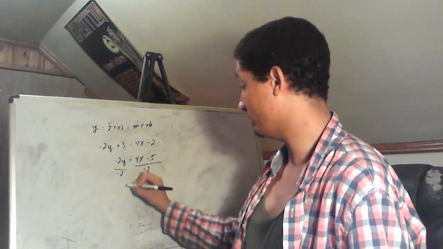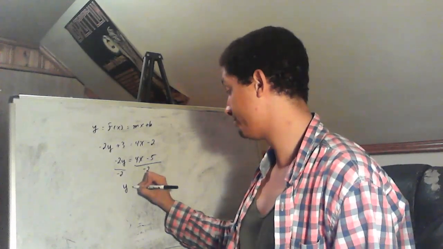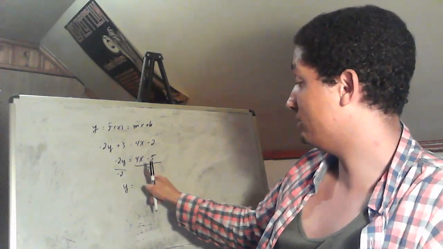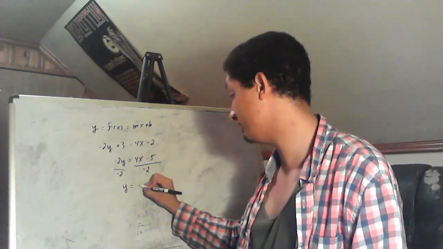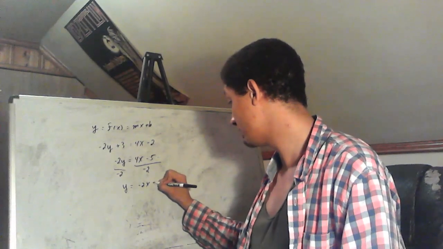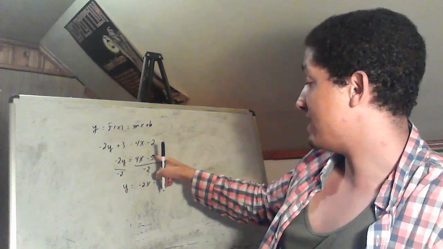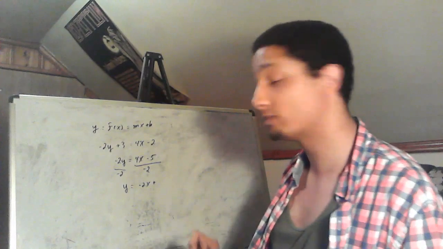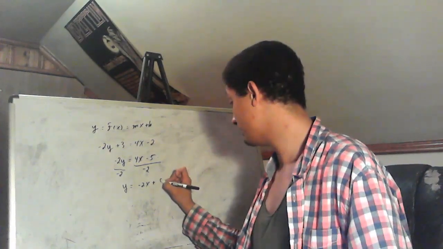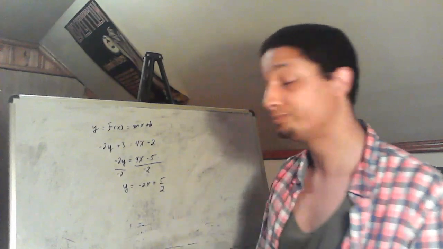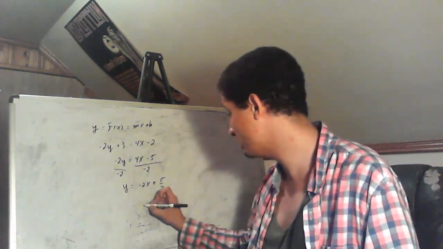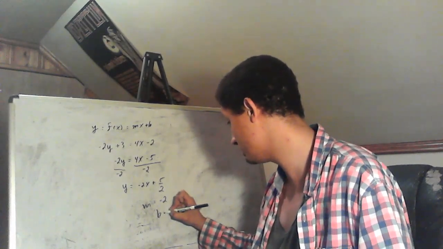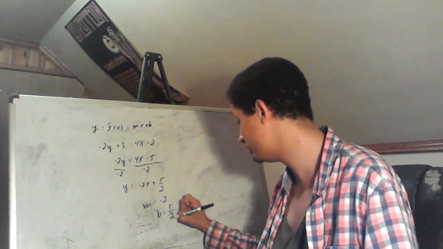Okay, so on the left side, you're going to be left with just y. On the right side, you have 4x divided by negative 2, so that's going to be negative 2x, minus 5 divided by negative 2. So that's actually going to become positive 5 over 2. So now your slope is m equals negative 2. The y-intercept is b equals 5 over 2.